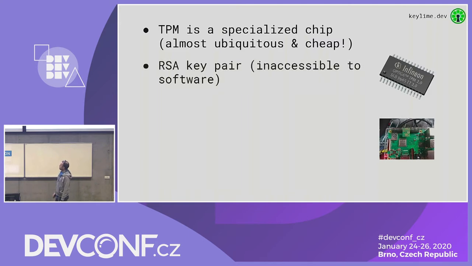Now, these chips, they have an RSA key pair. That's putting it in very simple terms, but the private part is inaccessible to software. Okay, so it has its own private key that it can use for creating further keys and signing artifacts. And that is siloed off completely from software. It's very much locked within that chip, and it's created at manufacture time. And we'll go into that quite soon. It's called an endorsement key.